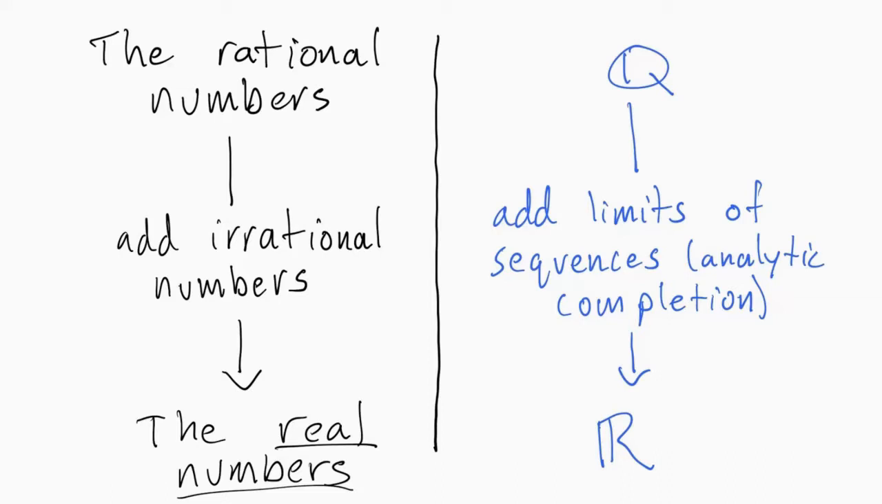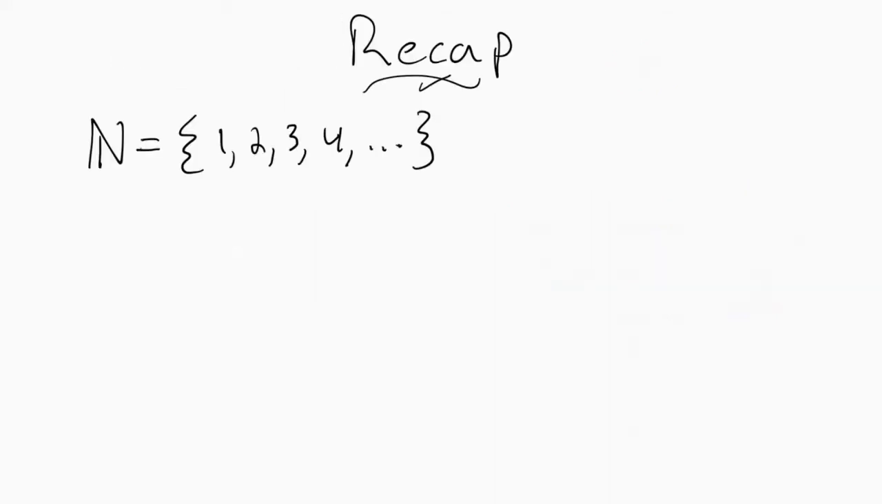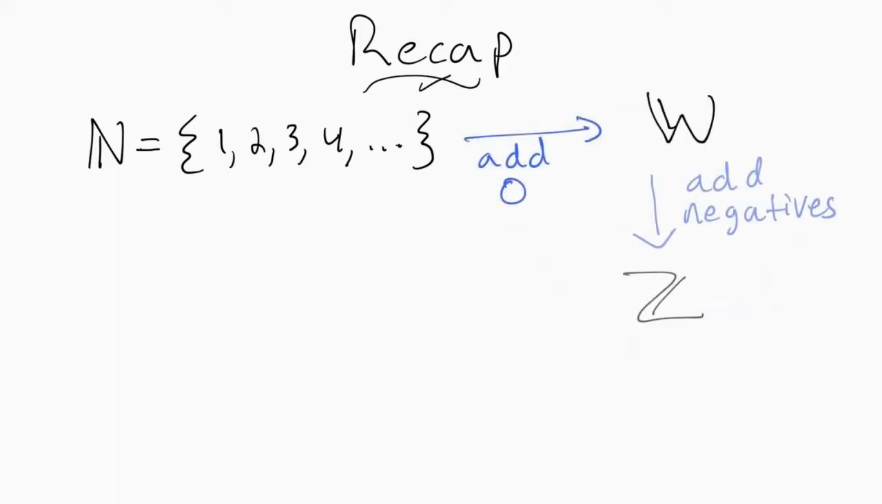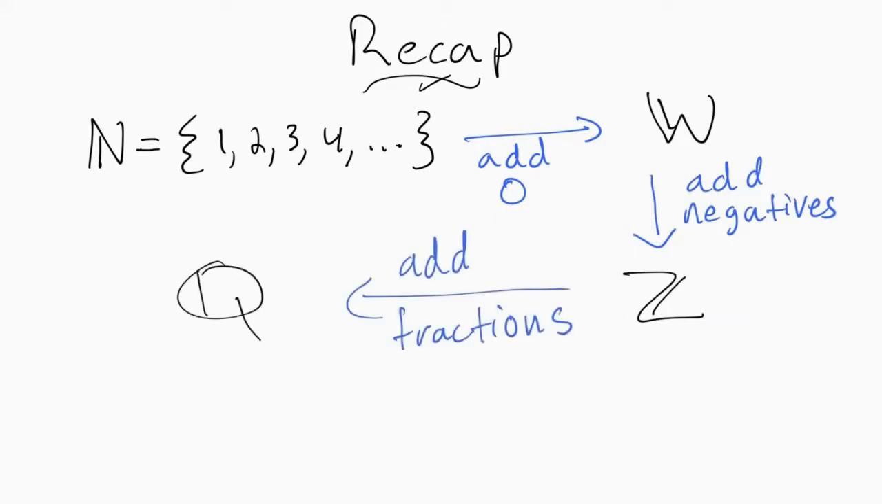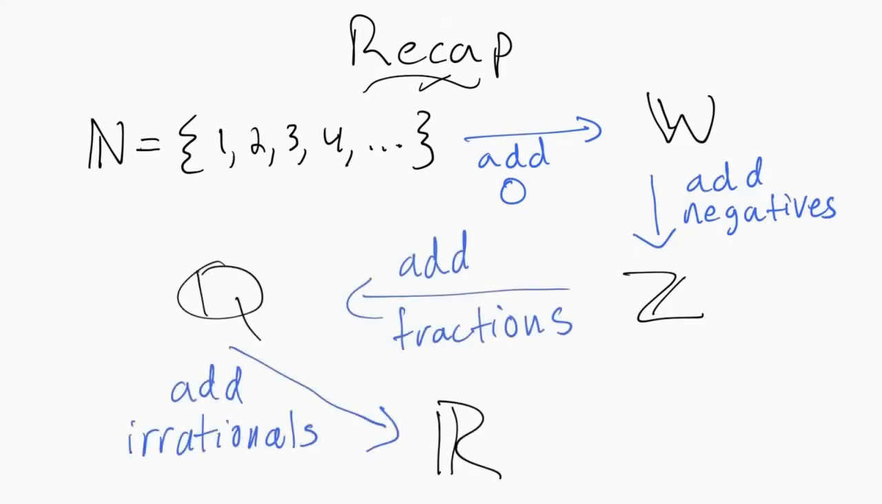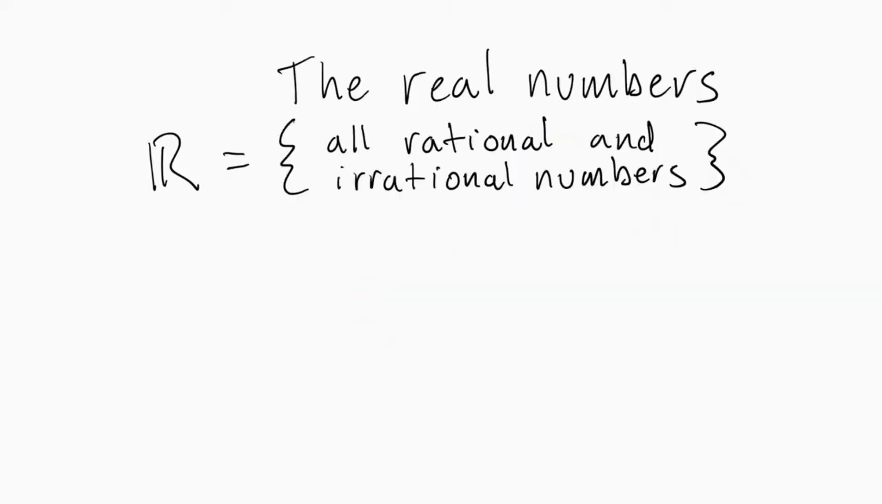We've come a long way since the numbers 1 through 10, so let's recap quickly. We started with the natural numbers, the numbers 1 and up. Then we added 0 to get the whole numbers. Then we added negative numbers to get the integers. Then we added fractions to get the rational numbers, and finally we are adding irrational numbers to get the real numbers. You can think of the real numbers as all rational and irrational numbers together.